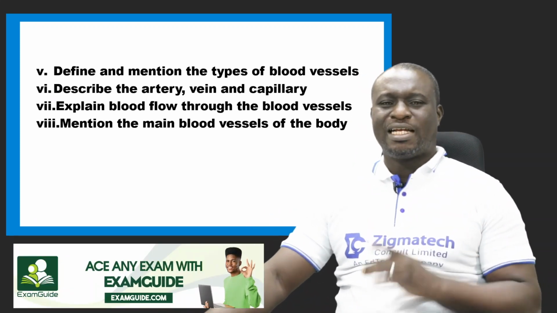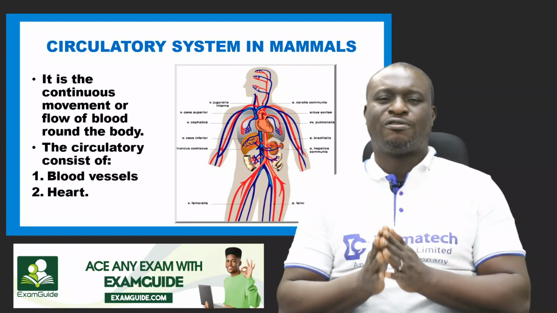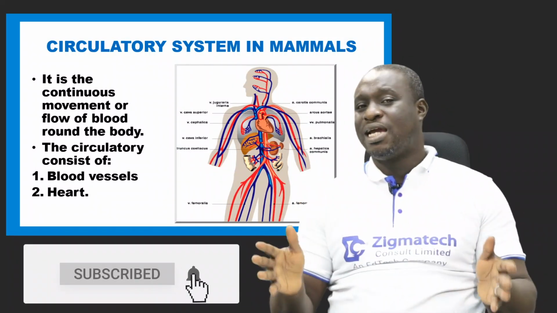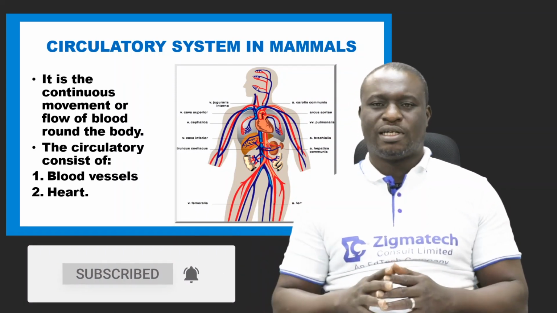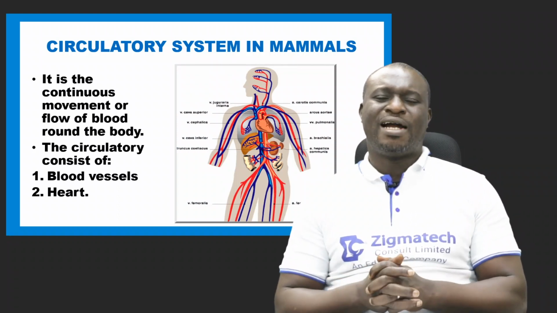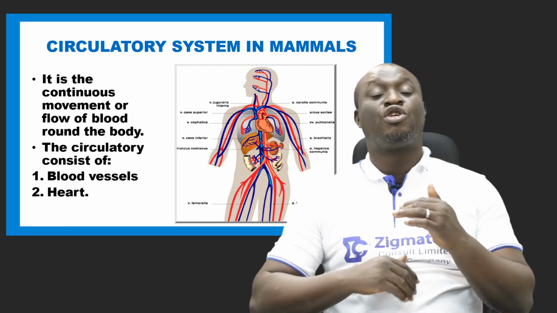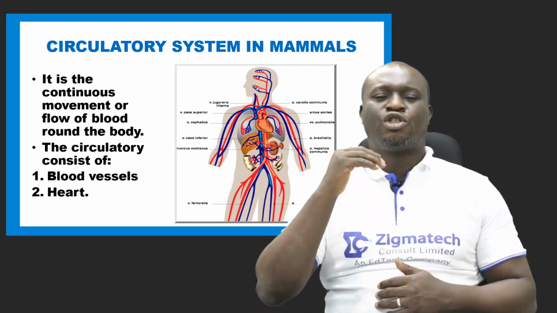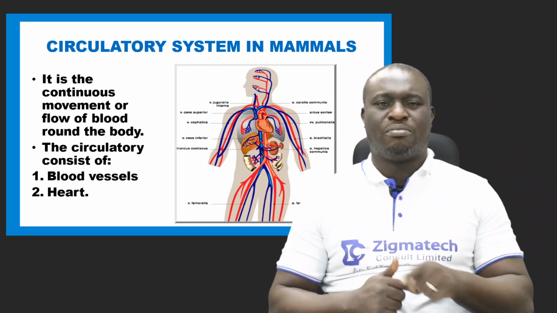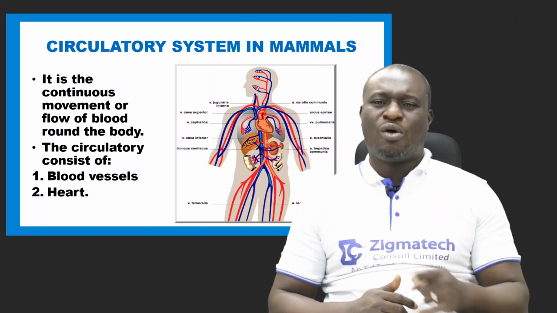So if you're set, let's begin with the first one that has to do with the definition of circulatory system. Now, as the name implies, circulatory, it has to do with what? A continuous circular movement. So we can define circulatory system as the continuous flow or movement of blood around the body.